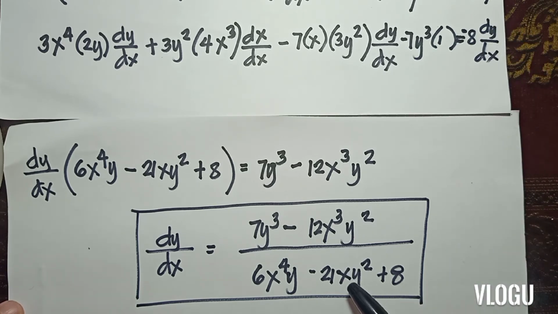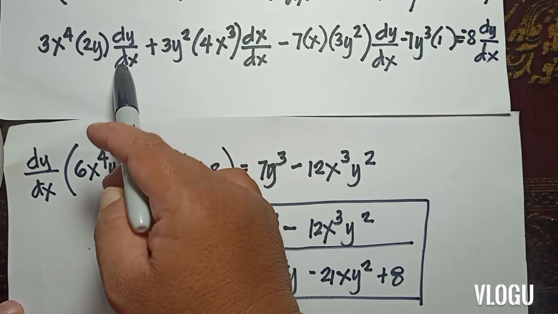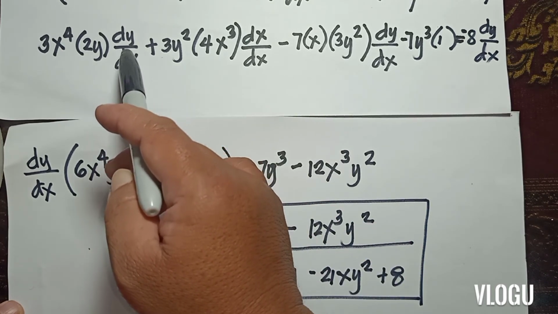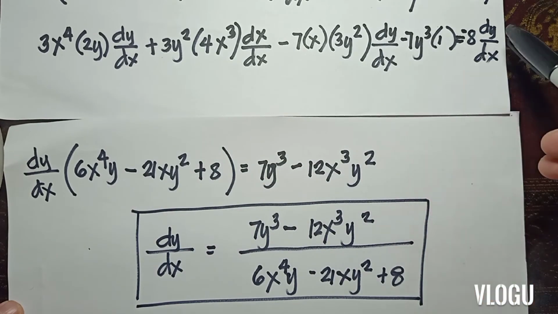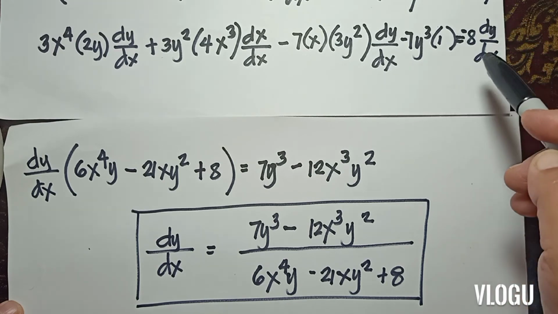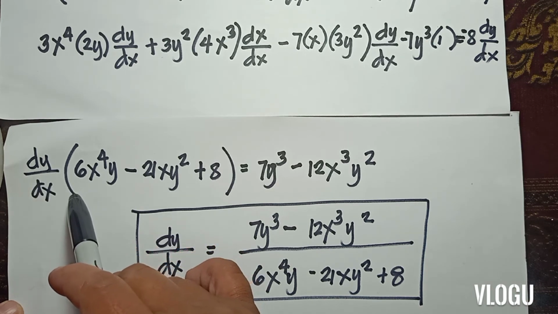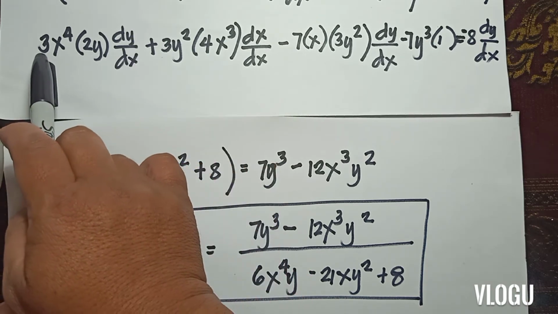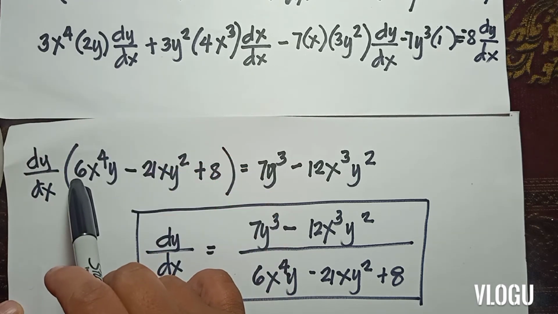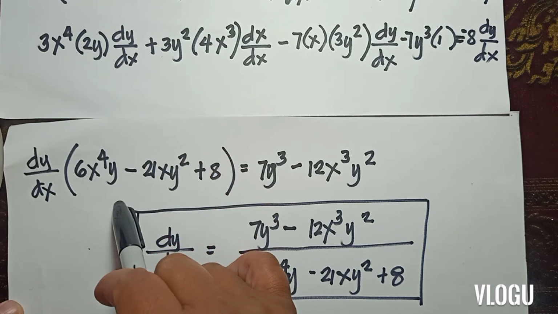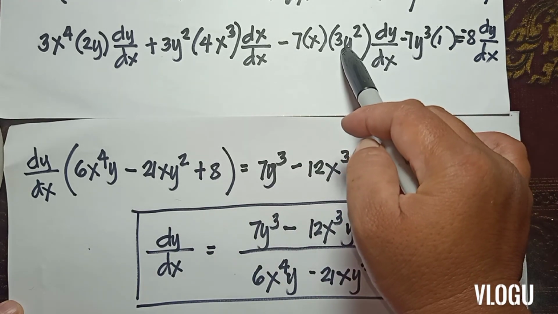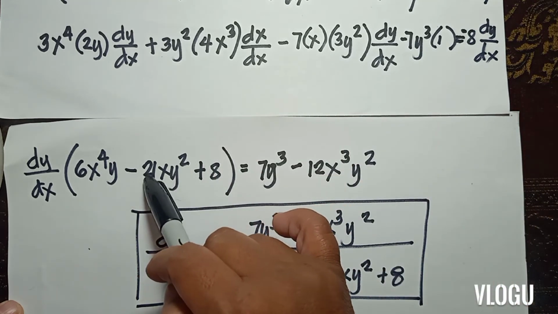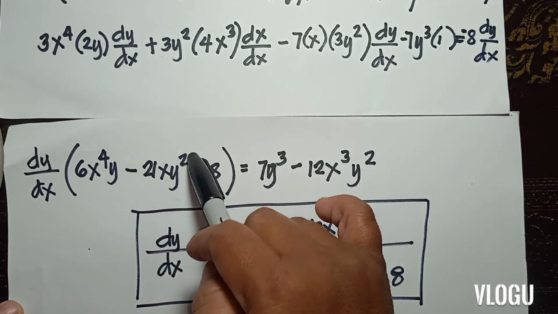So if you look at here, we are going to combine all dy/dx. We have dy/dx here, we have dy/dx, we have dy/dx. Since we're solving for dy/dx, combine all dy/dx. So for dy/dx, we have 3x to the 4th, 2y. That's the reason we have 6x to the fourth y. And then here, dy/dx, this is 7 times 3, that is negative 21, so negative 21xy squared.